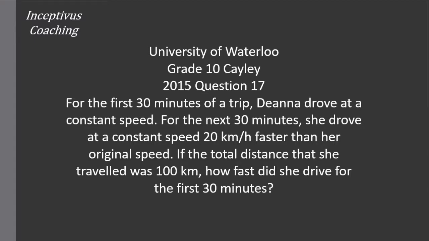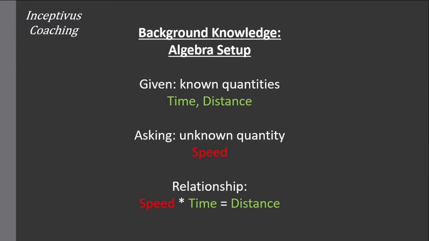Before we start, let's quickly touch on the basic principles of solving problems using algebra. It is important that you know what is given, or what is known, and what the question is asking, or the unknown. And more importantly, you need to know the relationship between the known and the unknown. By studying the relationship, you can go from the known to the unknown.